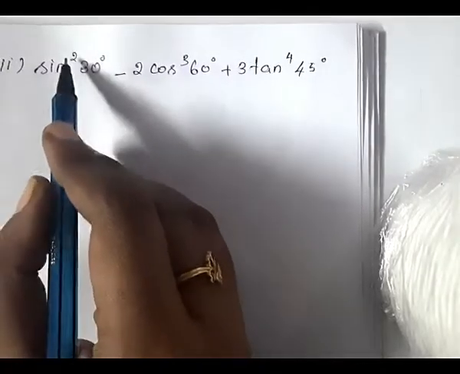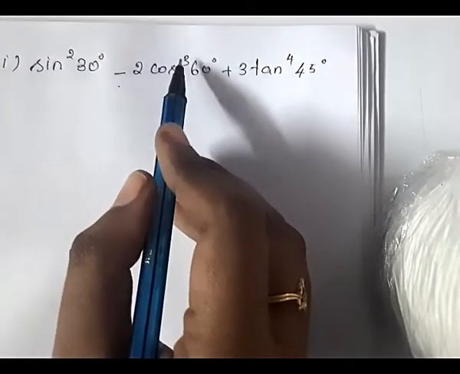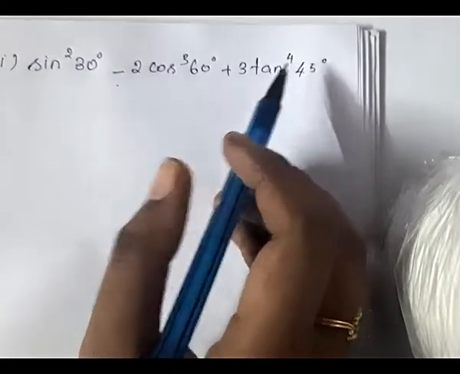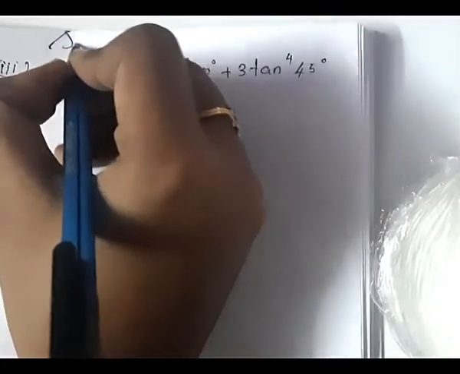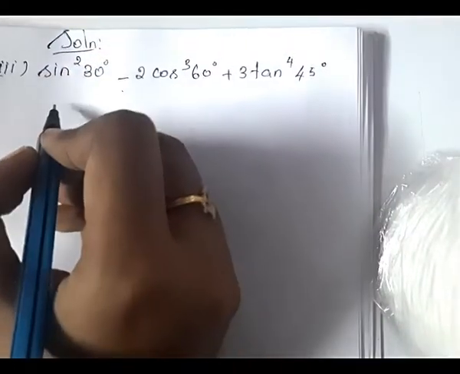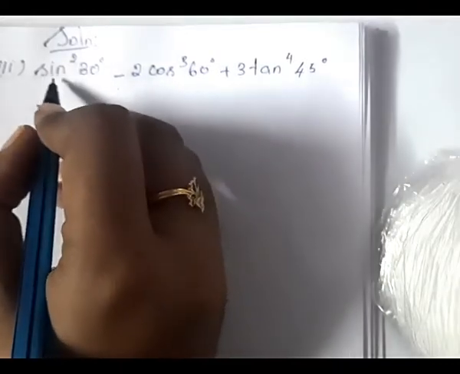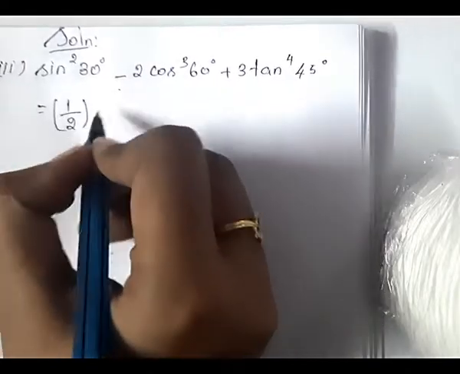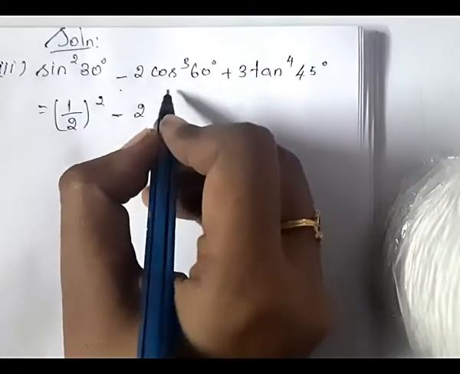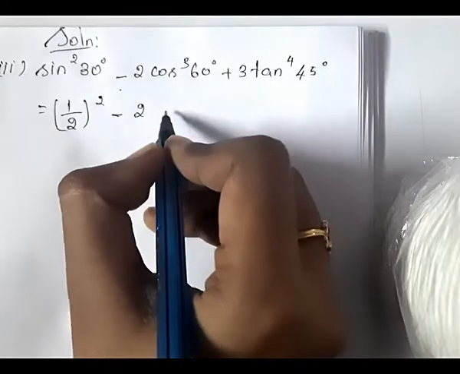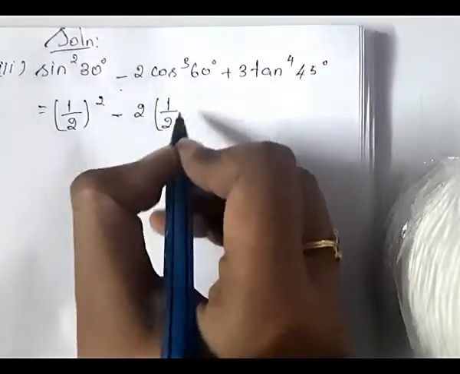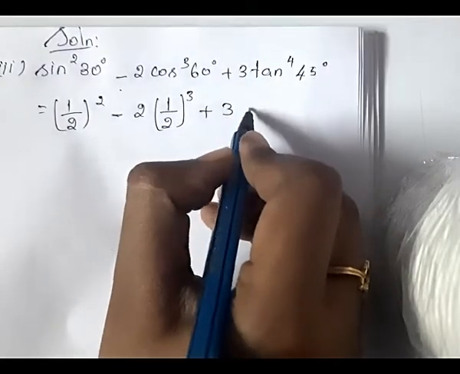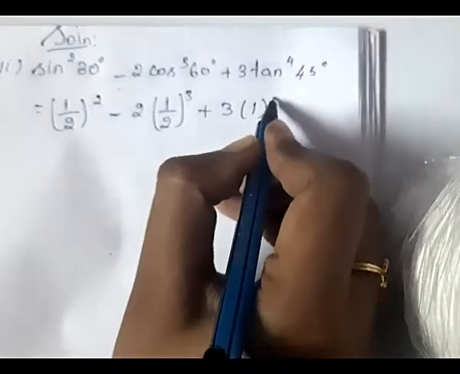Third problem is sine square 30 degree minus 2 cos cube 60 degree plus 3 tan power 4 45 degree. Solution. After solution, write it again. That is equal to, apply the value, sine 30 degree value is 1 by 2, then square you have, minus 2 into cos 60 degree value is 1 by 2 power 3, plus 3 into tan 45 degree is 1 power 4.